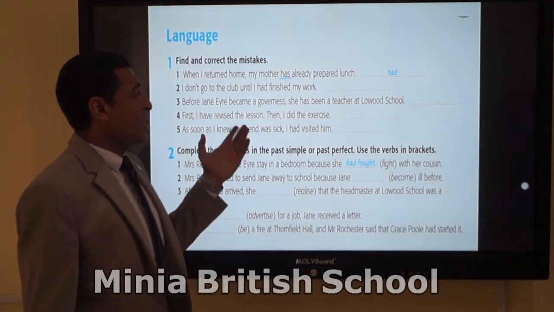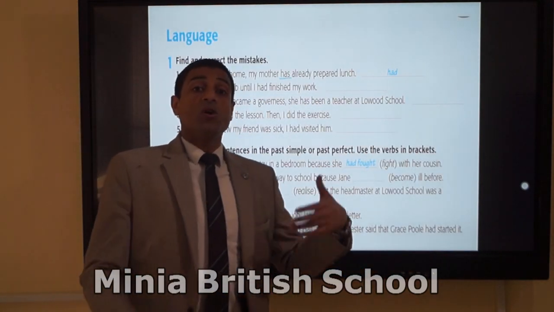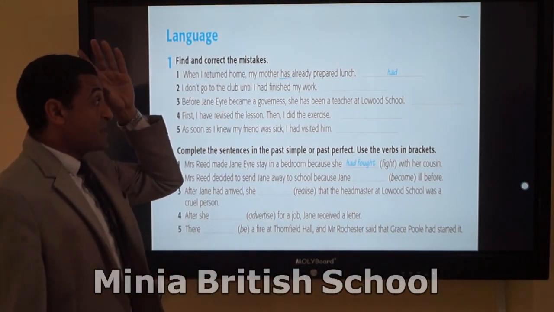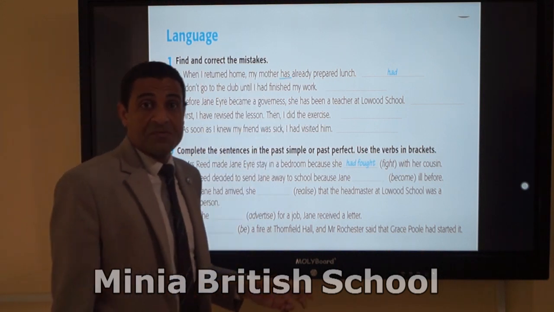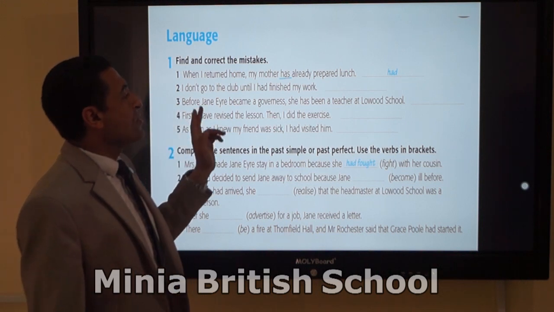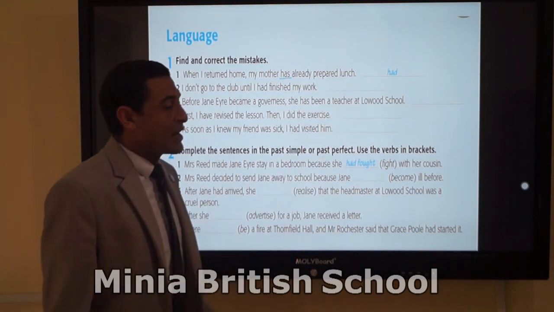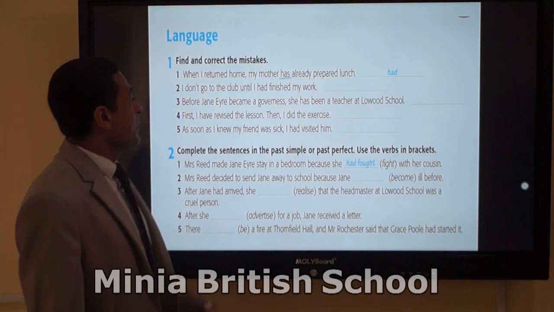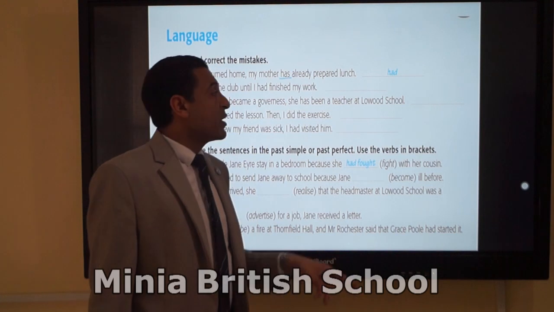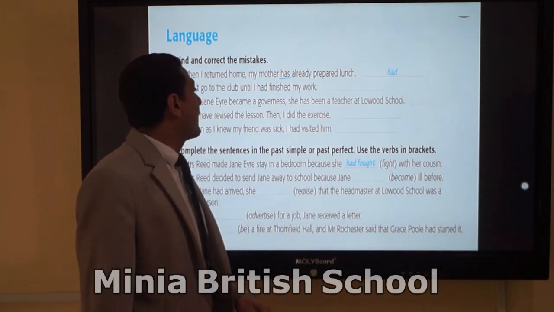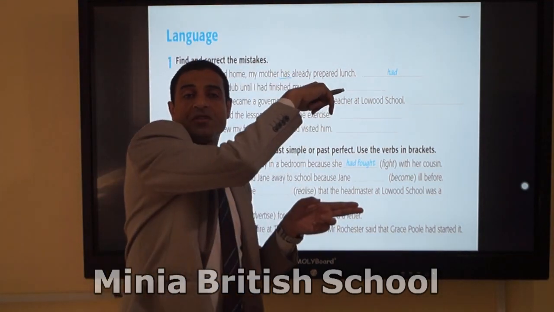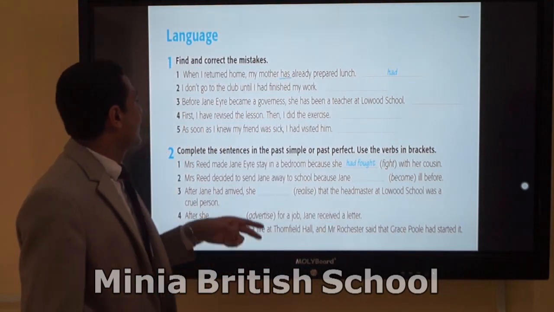This is a kind of exercise. Find and correct the mistakes. We'll answer just one part of this one. When I returned home, my brother has already prepared lunch. So here, what can we use? Of course, has is the wrong word, and we have to use had, because here it is past simple, so I have to use past perfect for the first action.